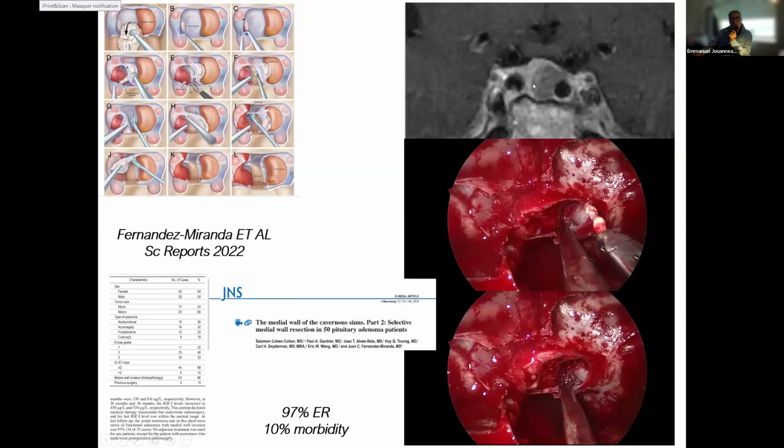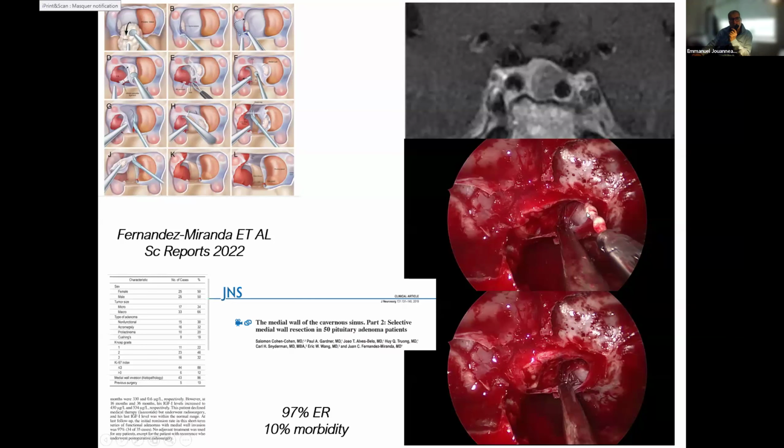Like in this one, an acromegaly patient, the tumor is not invading the cavernous sinus. It's a grade 2, not a grade 3. But there is a close relationship, and in many cases you will have a microscopic invasion of the medial wall of the cavernous sinus. So now, when you are trained enough, it's not so difficult.